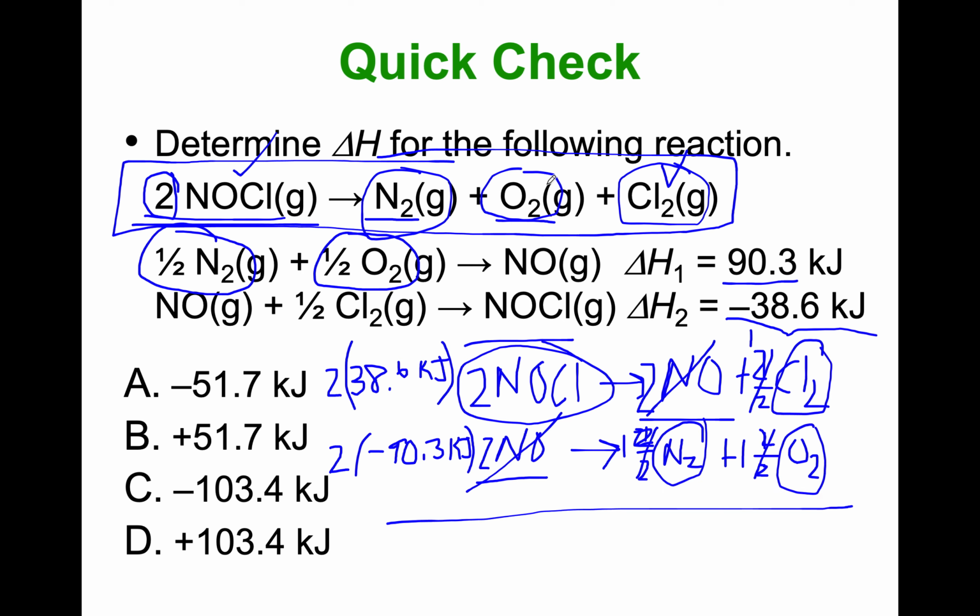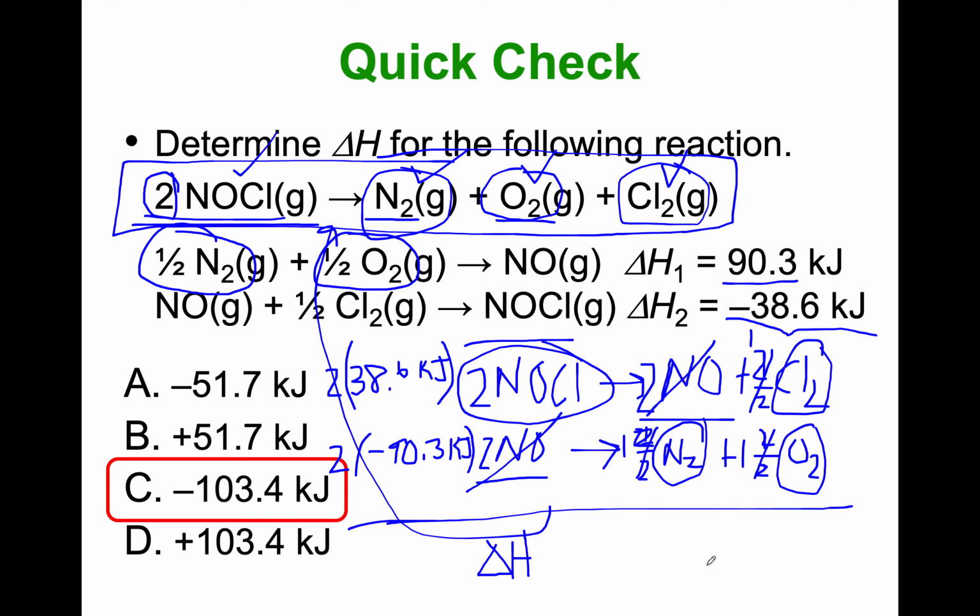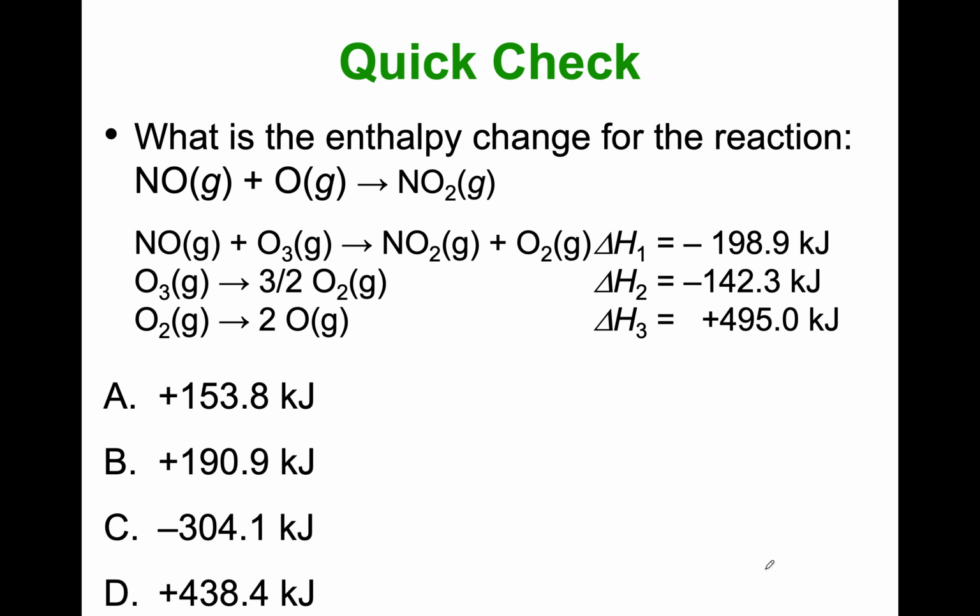So these are all the things that we're looking for. So our balanced chemical equation down here is the same as that. So then our delta H of this reaction is the sum of these. 2 times 38.6 plus 2 times negative 90.3, and that gets us to our answer, negative 103.4. And as I mentioned before, if you have chapter 9, same sign, same answer, different sign, B, A, so those are detractors. All right, go for it.